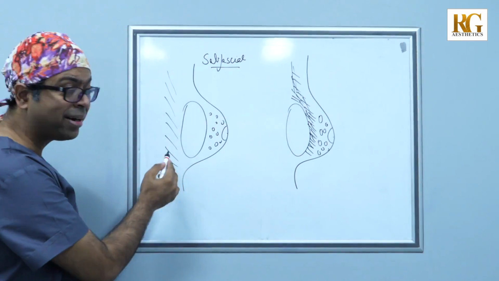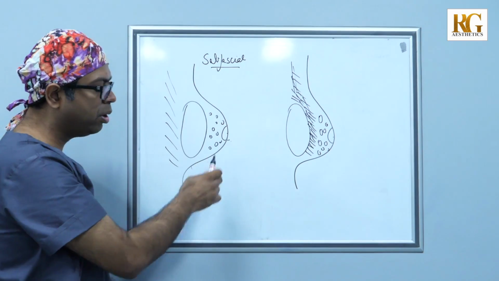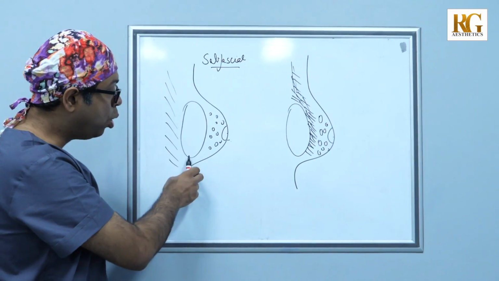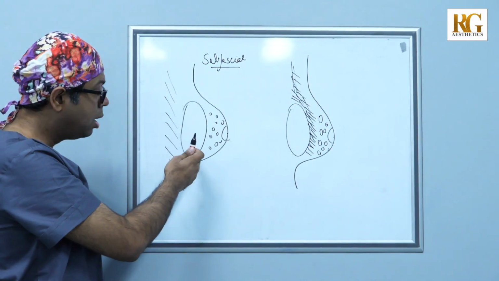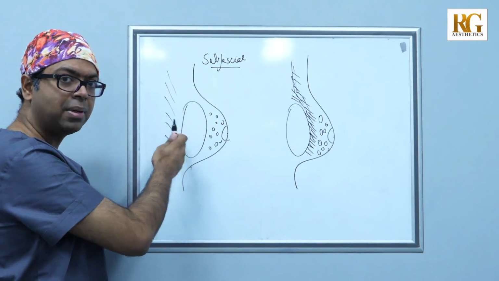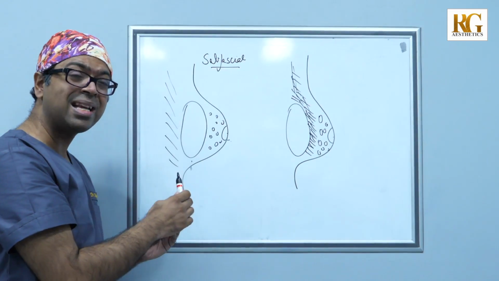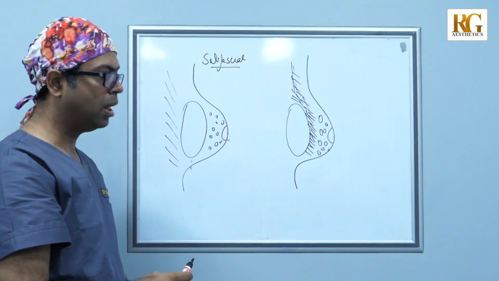So, in this technique, whether we go from periareolar or we go from inframammary technique, we go behind the breast tissue, put in the implant in front of the muscle. This implant is placed ahead of the muscle.